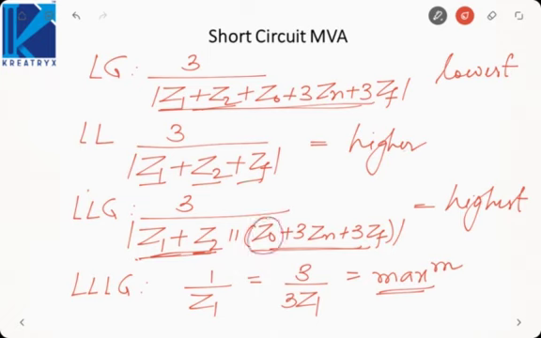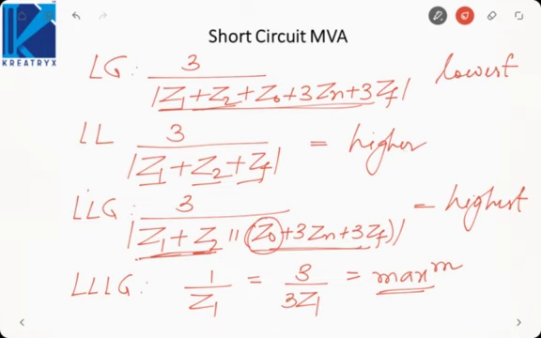Why? Because of the transmission line in the system. Whenever you have a transmission line, Z0 for a transmission line is actually 3 times the positive or the negative sequence impedance. Since Z0 is very high, that is why the symmetrical fault or a triple line fault will have the maximum short circuit MVA, because the denominator will be minimum.